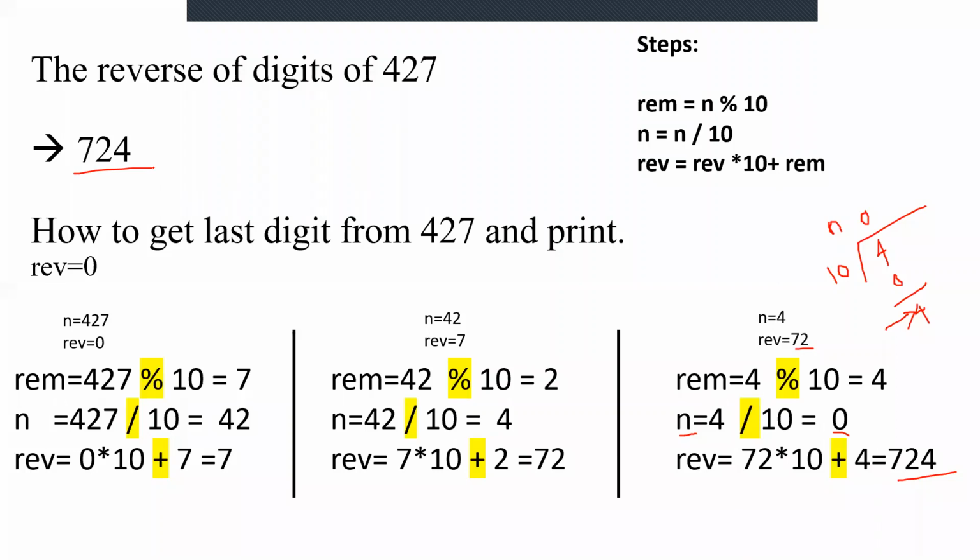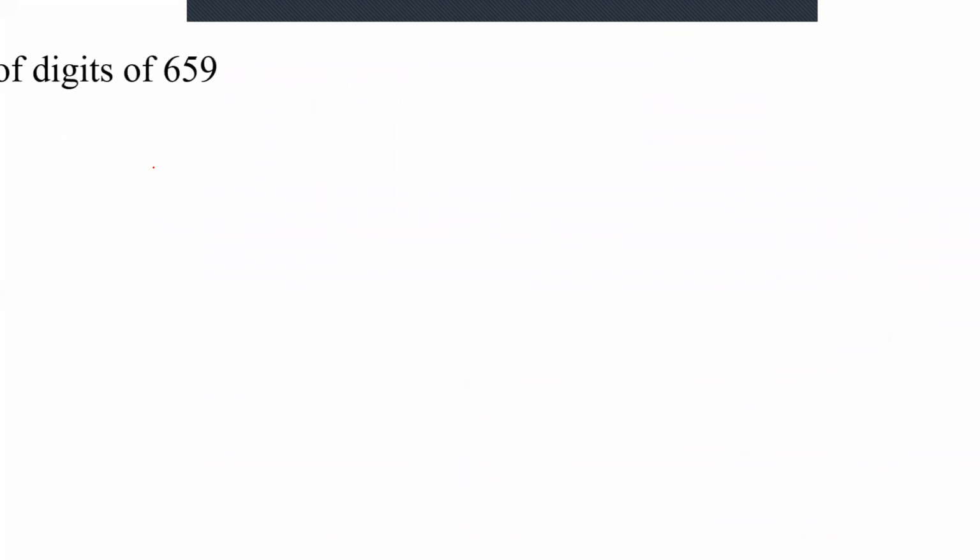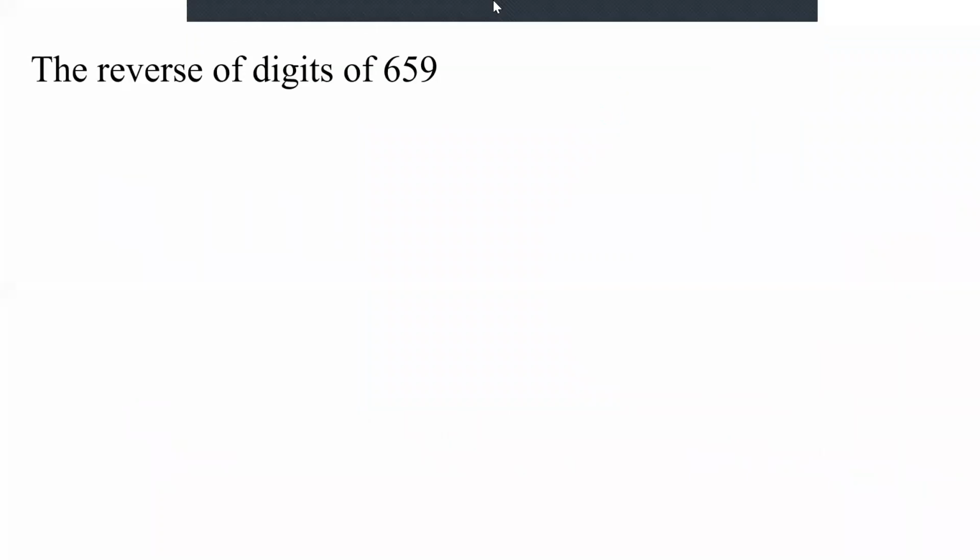So now in the same program, what you have done is very easy. Now do it for 659. So tell me, Kaushik, what will be the reverse of 659? Kaushik, are you there? 956. Okay. 956, right? Okay. So what will be the first step now? How to extract 9?